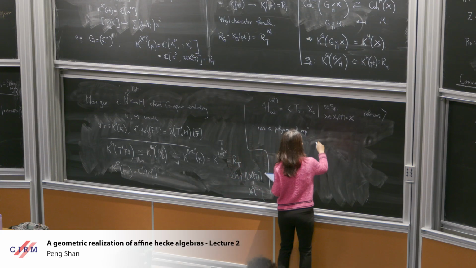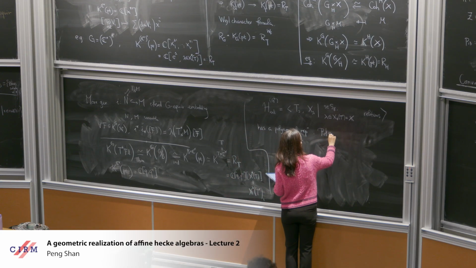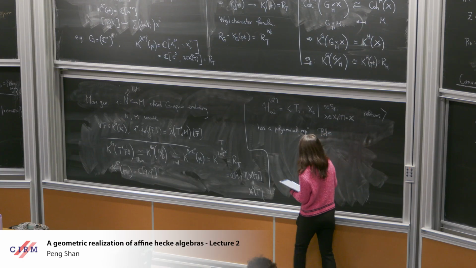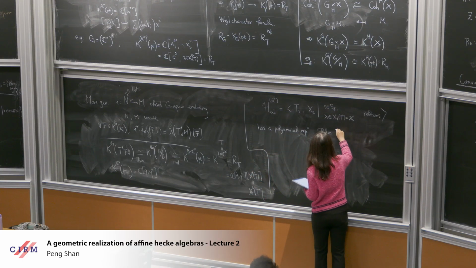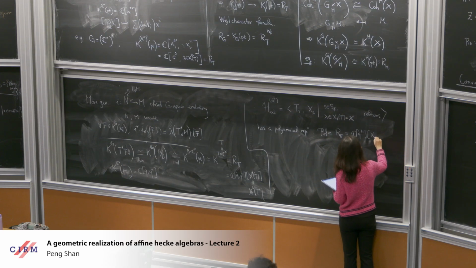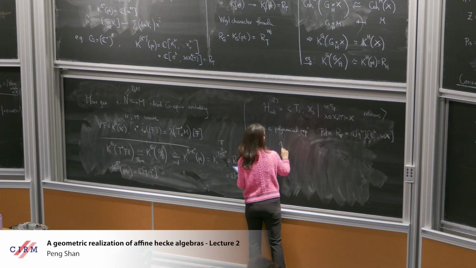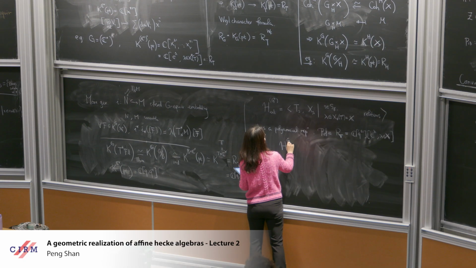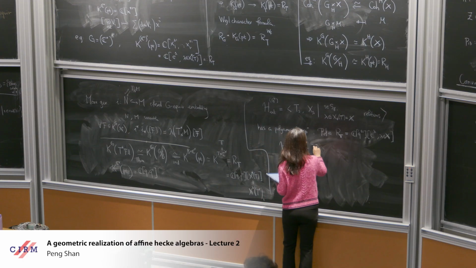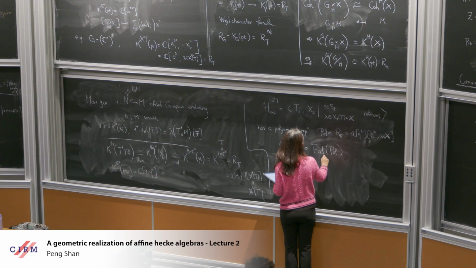So what is a polynomial representation? I'll denote it just by Pol. This as a space is nothing else than this thing, so it's just R_T, C_q[X] with e^λ, with λ in X. And we want to have an action of the extended affine Hecke algebra on this polynomial ring. So it's like endomorphisms over this ring.